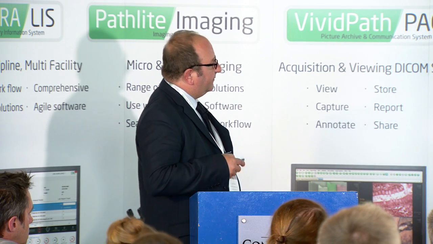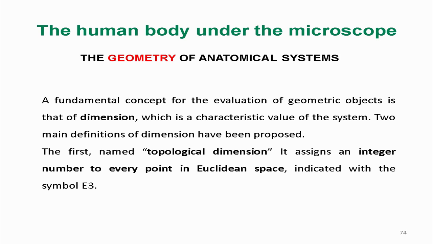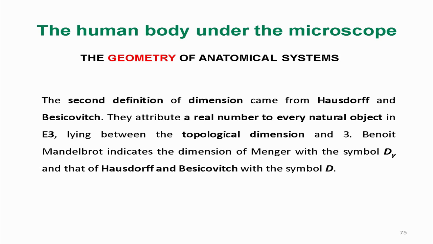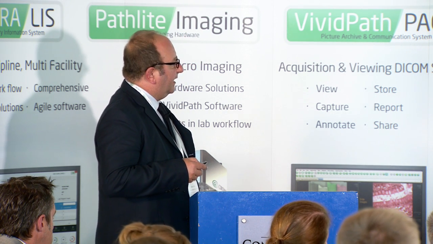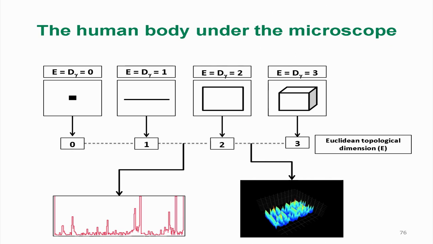Another concept is the dimension. We are known to have the topological dimension, which assigns an integral number to every point in Euclidean space. But the second definition is the non-integral dimension, an intermediate dimension defined by Benoit Mandelbrot with the symbol D. In this case, you can see the point has a Euclidean dimension zero, a line, one, a square, two, and a three-dimensional structure, three.